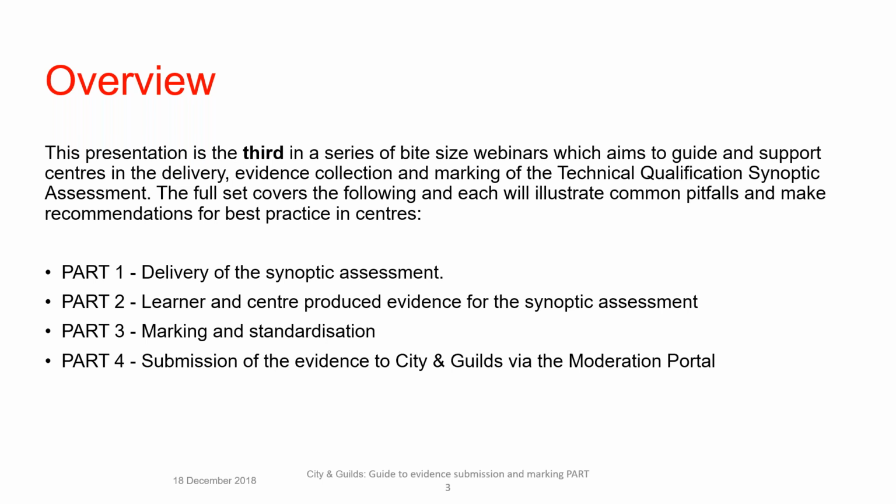The full set covers the following, and each will illustrate common pitfalls and make recommendations for best practice in centres. In Part 1, we went into the process of delivery of the synoptic assessment. Part 2 discussed the differences in learner-produced and centre-produced evidence. In this one, Part 3, we give guidance on marking and standardisation. And finally, in Part 4, we discuss the submission of evidence to City and Guilds via the moderation portal.